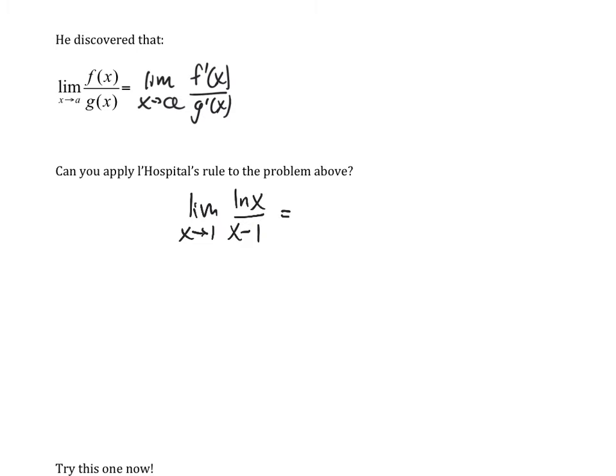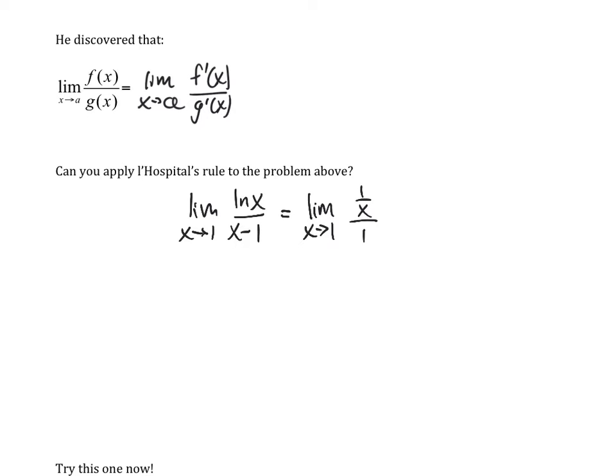We're going to apply L'Hopital's rule, and remember that the limit of ln of x over x minus 1 is the same thing as the limit as x approaches 1 of the derivative of the numerator, which is 1 over x, over the derivative of the denominator, which is 1. So I just took the derivative of ln of x, and I took the derivative of x minus 1.